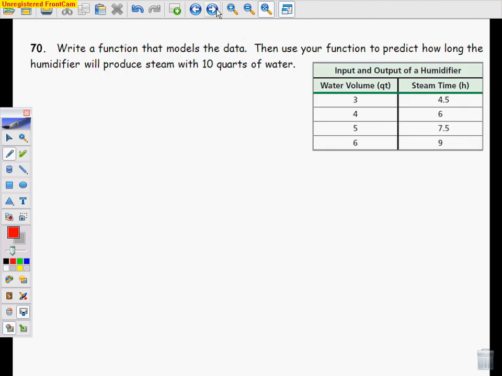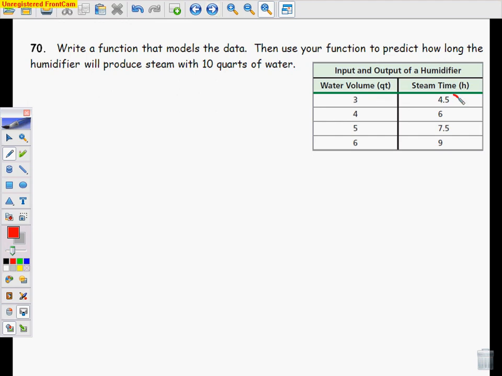Great. Last one here. Write a function that models the data, then use your function to predict how long the humidifier will produce steam with 10 quarts of water. First thing you want to do is find out if this is a linear, quadratic, or exponential function. You know that it's linear if the first differences are the same, quadratic if the second differences are the same, and exponential if there's a common ratio between the terms.